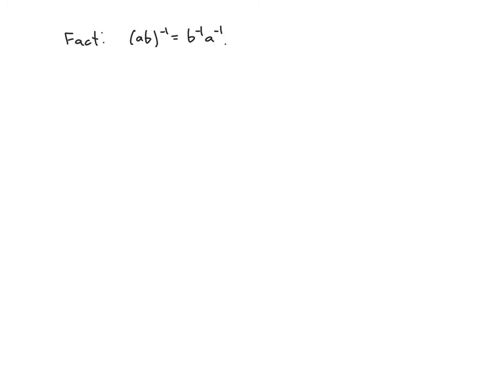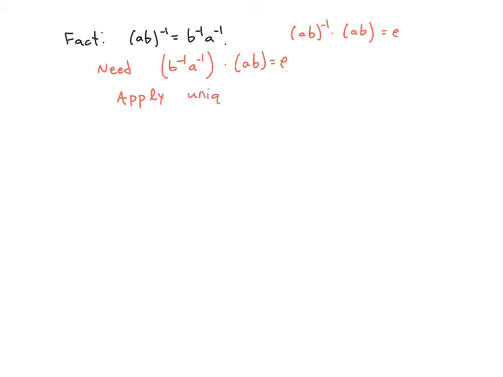Well, how would you go about proving such a result? Well, what does it mean to be the inverse? It means that if I multiply by AB, I better get the identity. So if this were true, what do I need to show? I need to show that when I do this product, I need to show this fact, and then I just apply uniqueness of inverses. And that would give me the result.